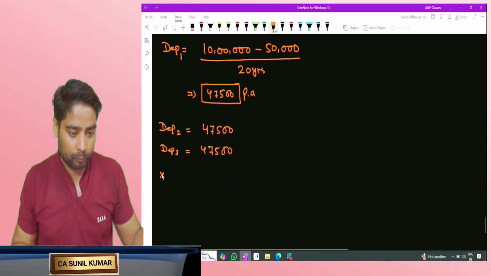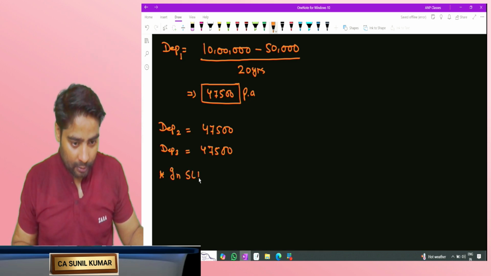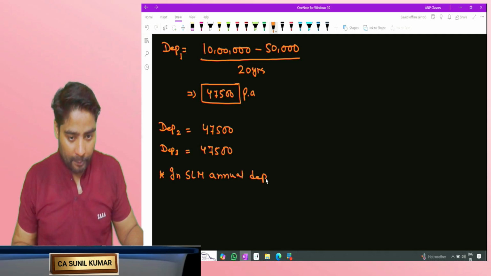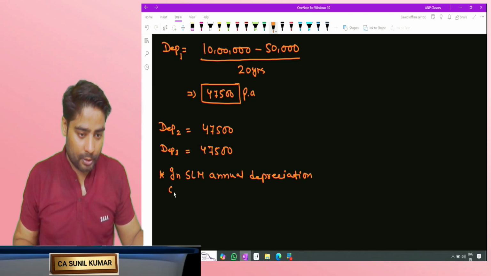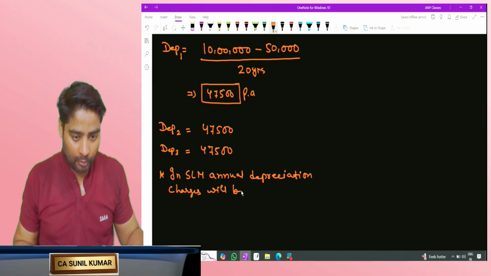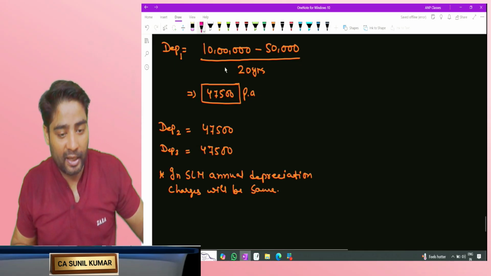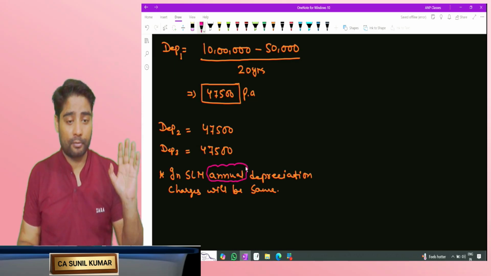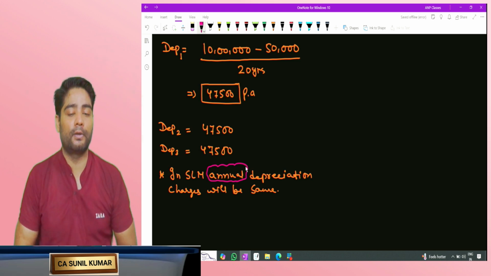So write down, in straight line method, annual depreciation charges will be same. My emphasis is on annual. Noted, annual depreciation, not 6 months, not 12 months. Annual depreciation will be same.